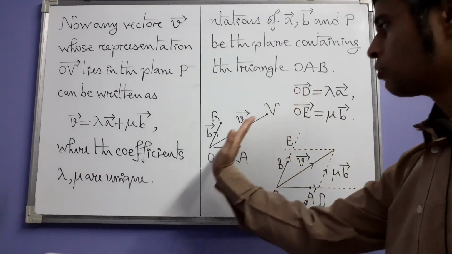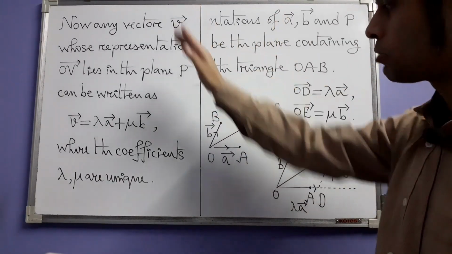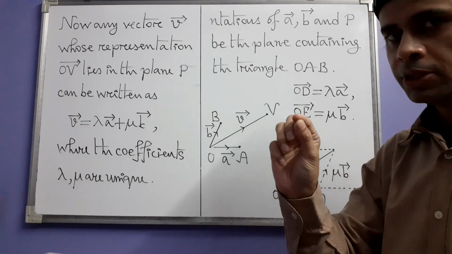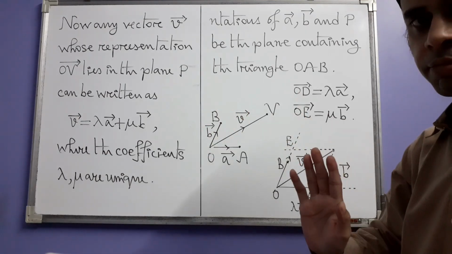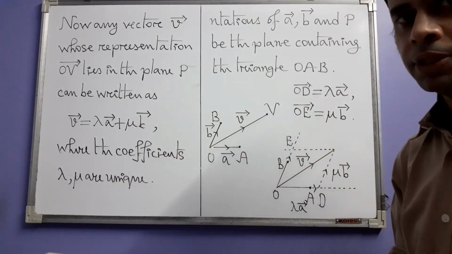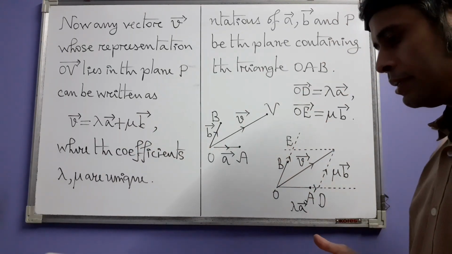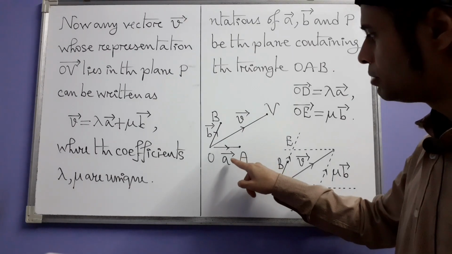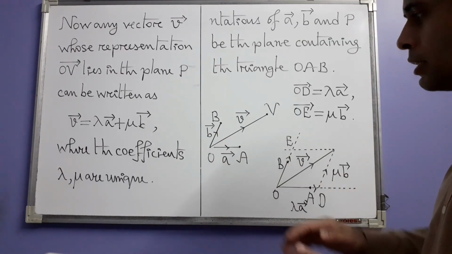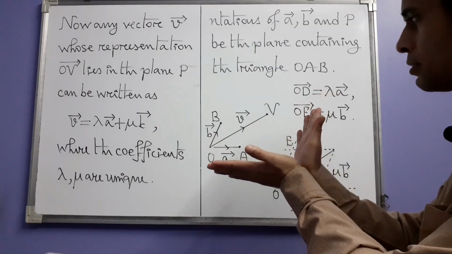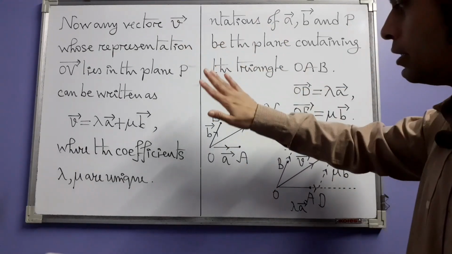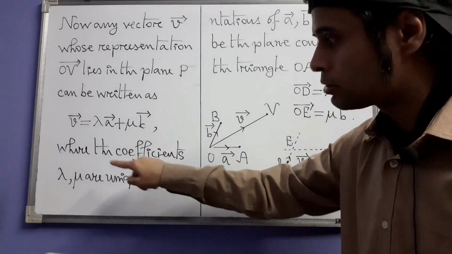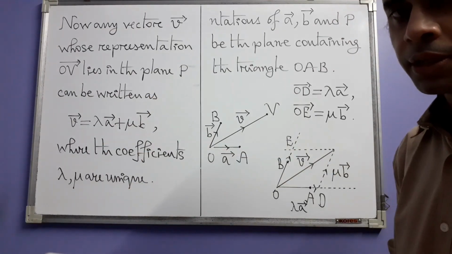So if that is the situation, no matter what V is, no matter in which direction it is pointing or what magnitude it has, there will be unique lambda and mu for that given V and for this chosen system of vectors A and B, such that V equals lambda A plus mu B. And it's a very nice thing that just given two vectors A and B which satisfy the condition that they are not parallel, any vector in that same plane can be represented as a linear combination of A and B, with coefficients which are unique for that chosen vector V.